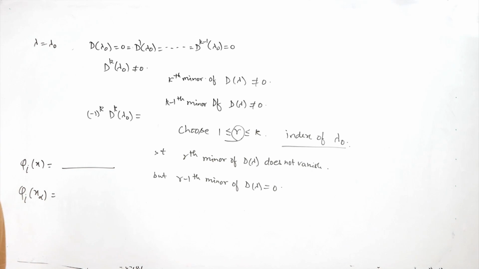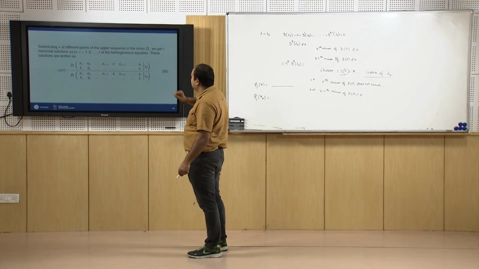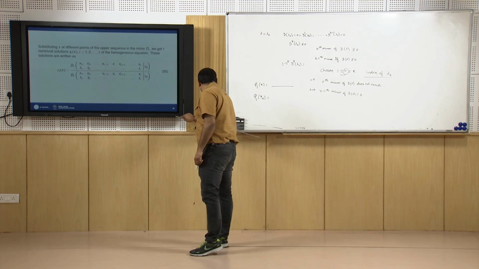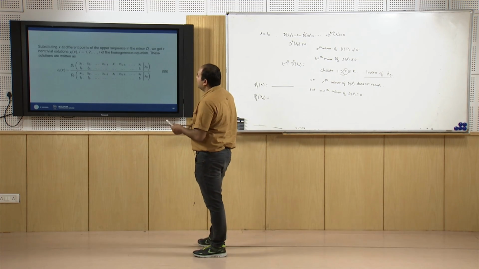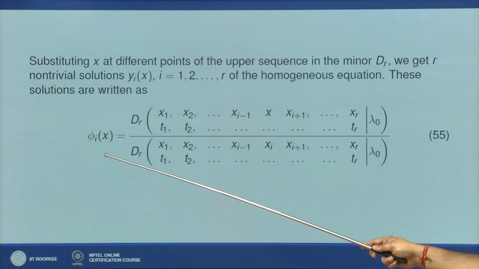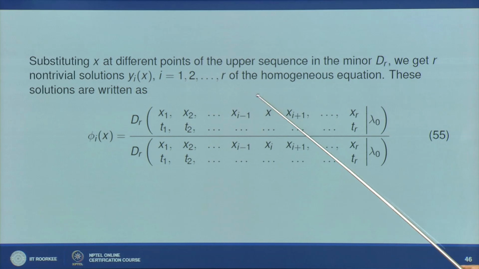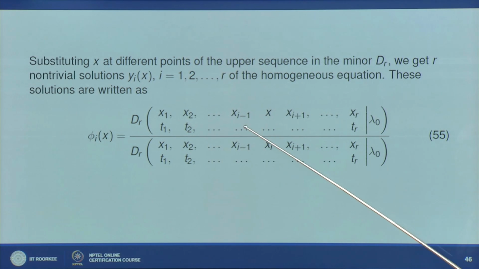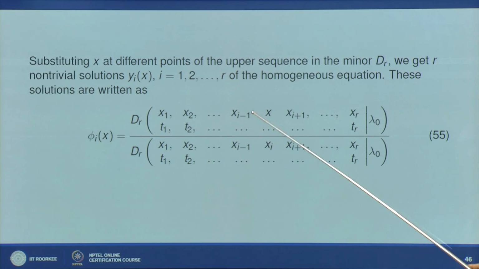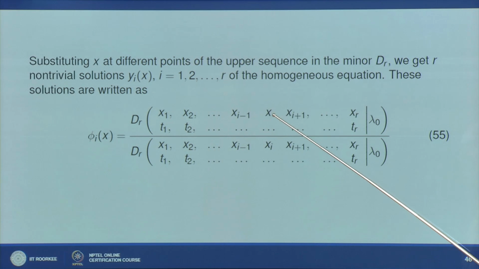So it means that at alpha position, if we take x alpha, if we take phi i x alpha, that means at the ith position if we take x as alpha, then this numerator is going to vanish, because that represents that your ith row is identical to the alphath row here.